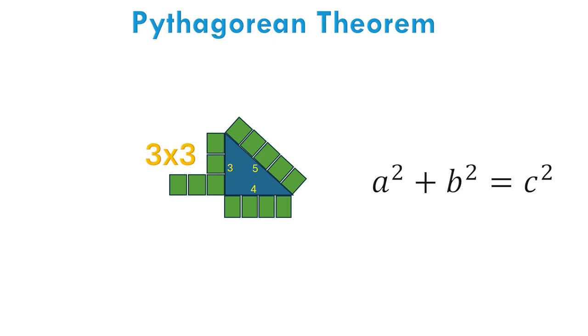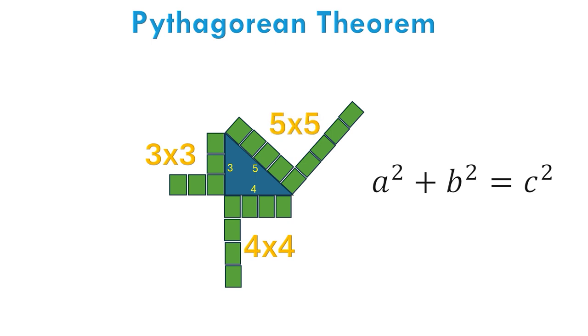3 times 3 is the square of 3. 4 times 4 is the square of 4. And 5 times 5 is the square of 5. So to substitute these numbers, we would get the equation 3 squared plus 4 squared equals 5 squared. Now let's actually represent that area by filling in the rest of the squares.